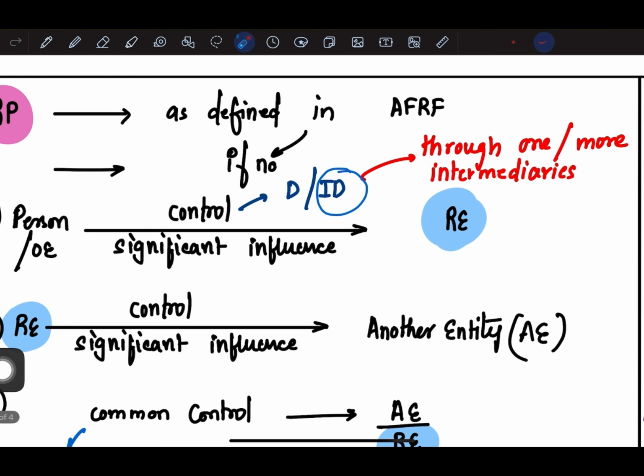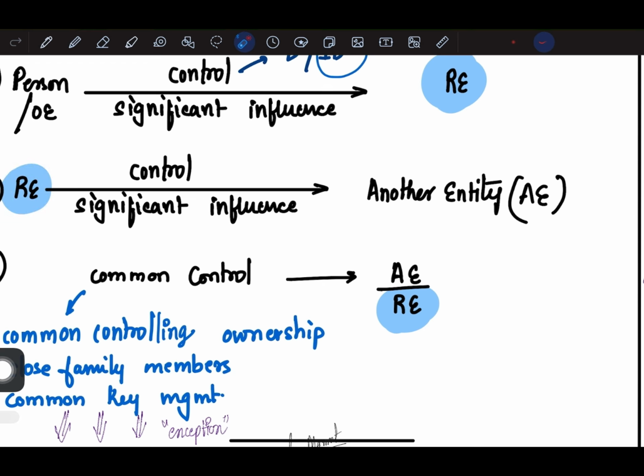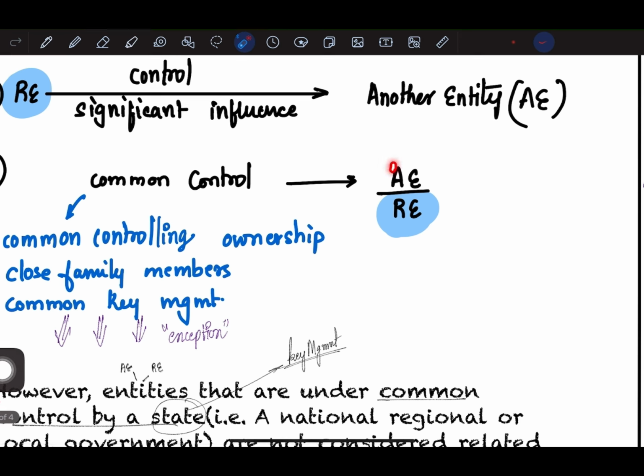Related party has two definitions. First, as defined in the applicable financial reporting framework. But if the applicable financial reporting framework does not define the related party, then the person or other entity who has control or significant influence in the reporting enterprise will be considered a related party. Control can be either direct control or indirect control through one or more intermediaries. Or if the reporting enterprise has control or significant influence in another entity, then also it is a related party. Or if the other entity and the reporting entity are both under common control.